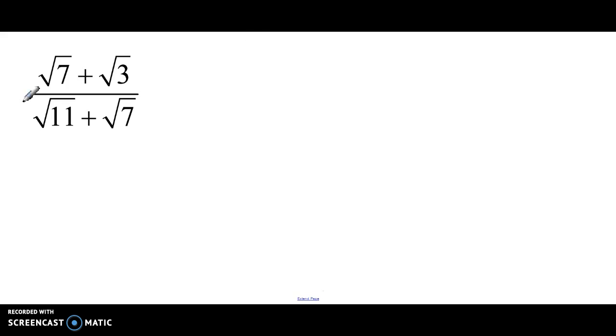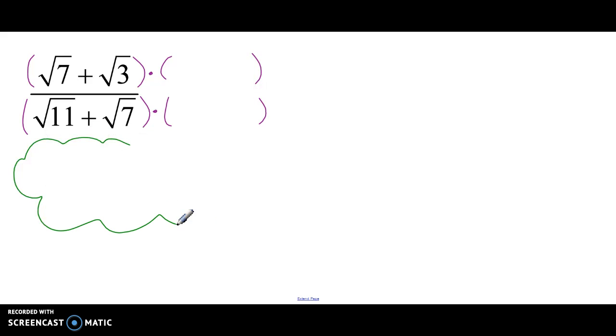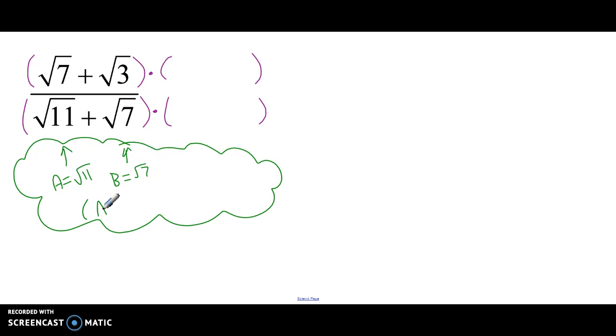Okay, so with this one, we're going to multiply top and bottom by something, and we're going to try to create a difference of squares. So in my mind, what I'm thinking is that the a part is the square root of 11, and the b part is the square root of 7, and I've currently got a plus b, so I need the a minus b part. Difference of squares has one with plus and one with minus. So what I need is square root of 11 minus square root of 7.